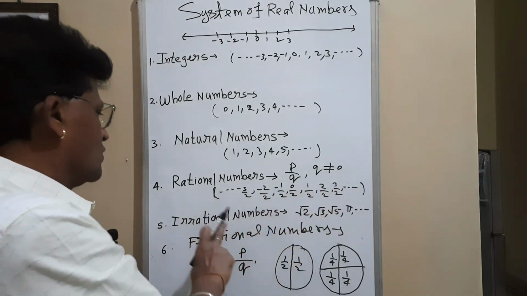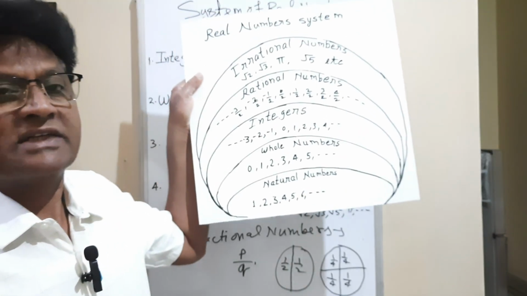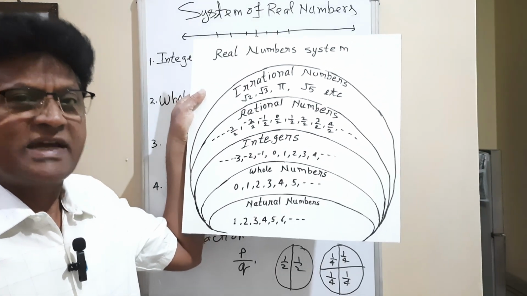Similarly, I told you about rational numbers as well as irrational numbers. Very simply, I have explained all types of numbers. I think you understand. These numbers are very important.